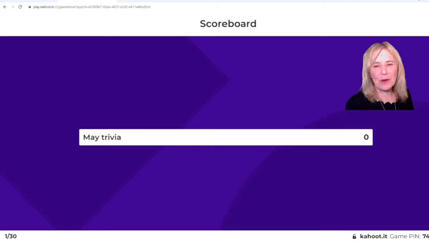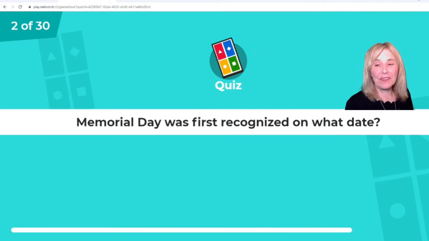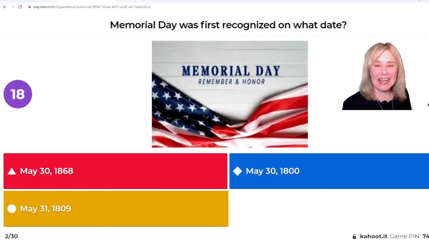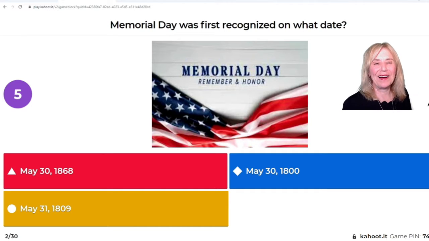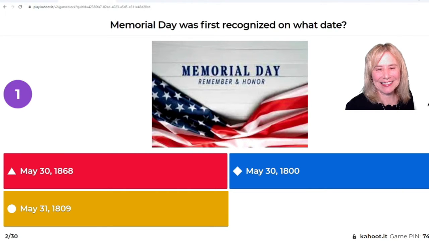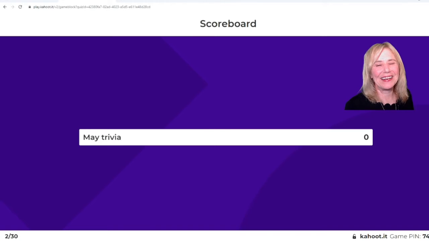All right, here we go with question number 2. Memorial Day was first recognized on what date? Was it May 30th, 1868? May 30th, 1800? May 31st, 1809? Give you a chance to type it in the text box and then I'll give you the answer. Yes, it was May 30th, 1868. If you guessed May 30th, 1868, you've got the right answer.